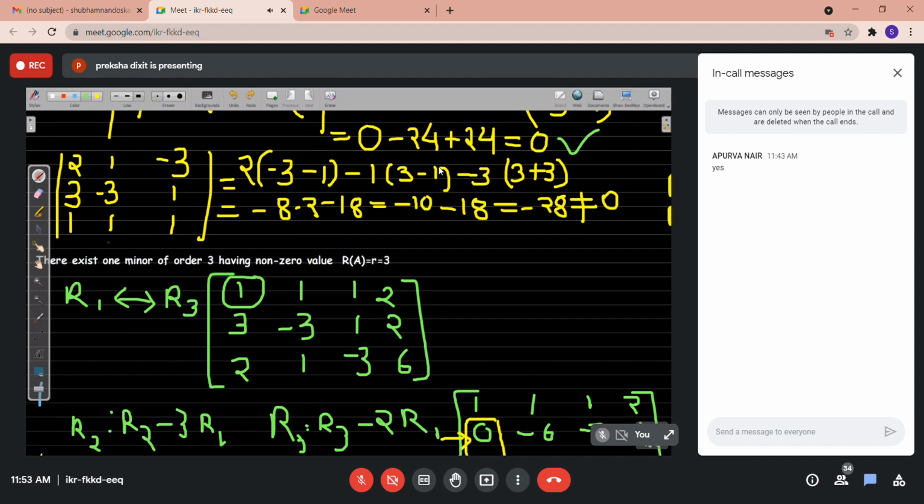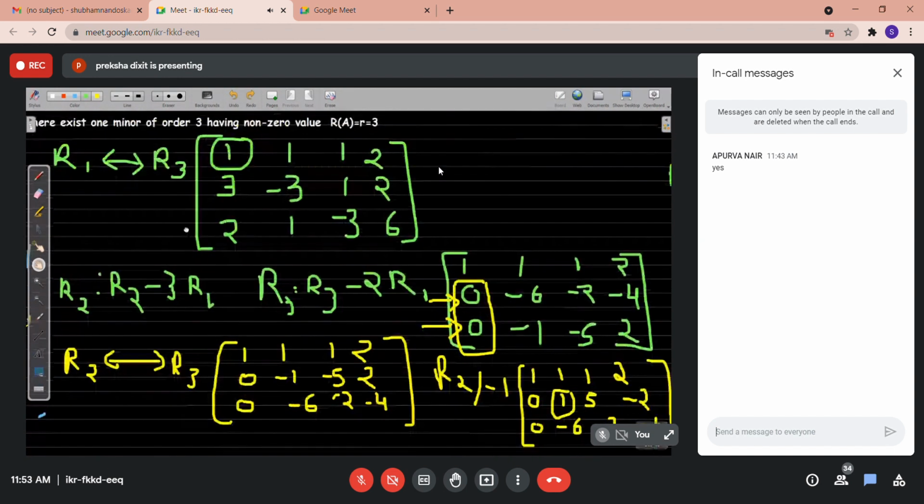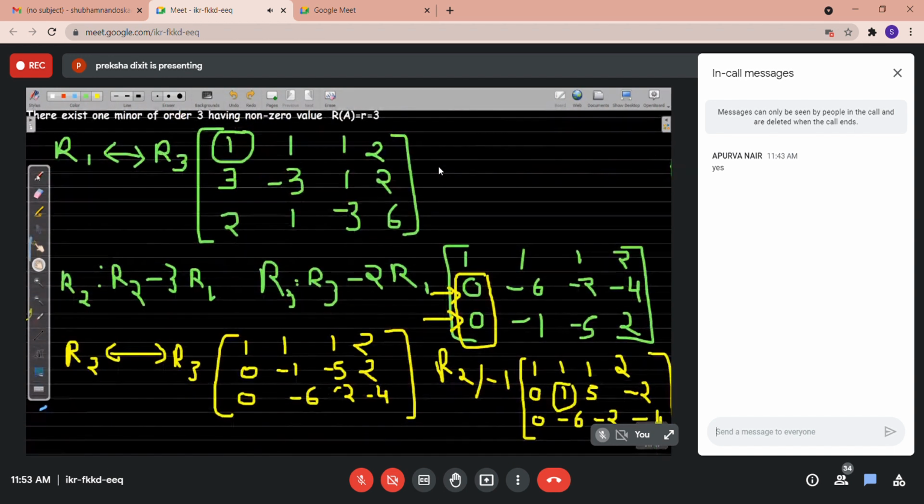So we will perform the row operation accordingly. So 3 is placed in R2 and 2 is placed in R3. So we will perform the row operation for R2 and R3. So see the next step of elementary transformation. R2 minus 3R1 we will perform, and for R3 we will perform R3 minus 2R1, to get 0 in the first column.